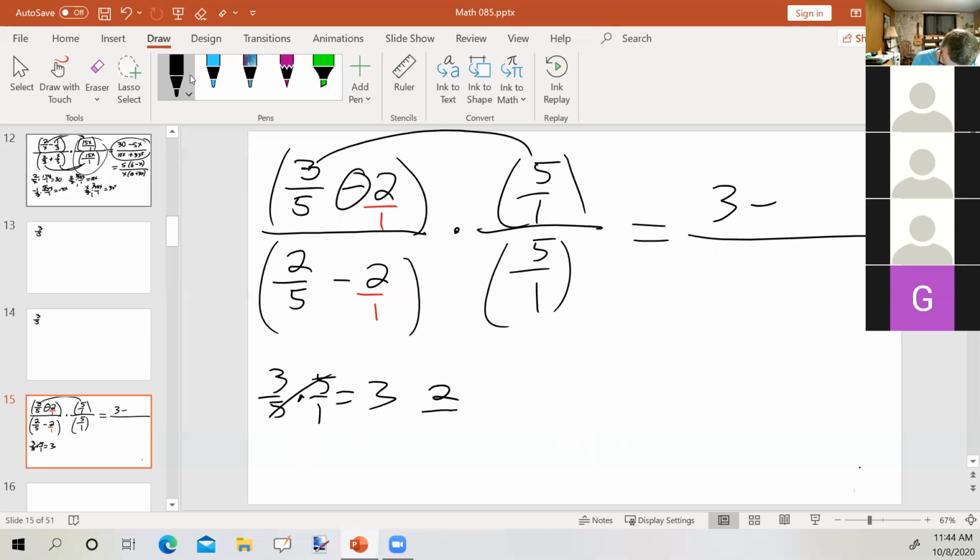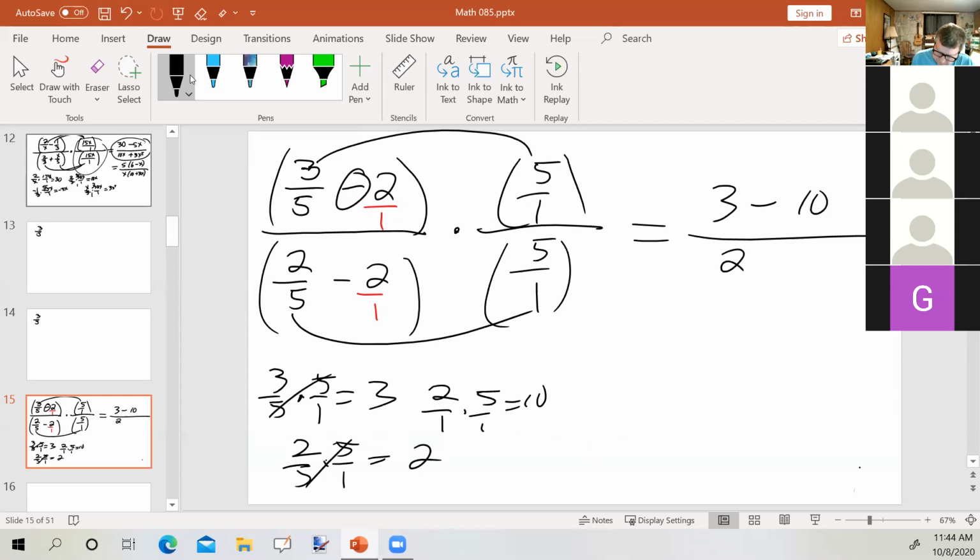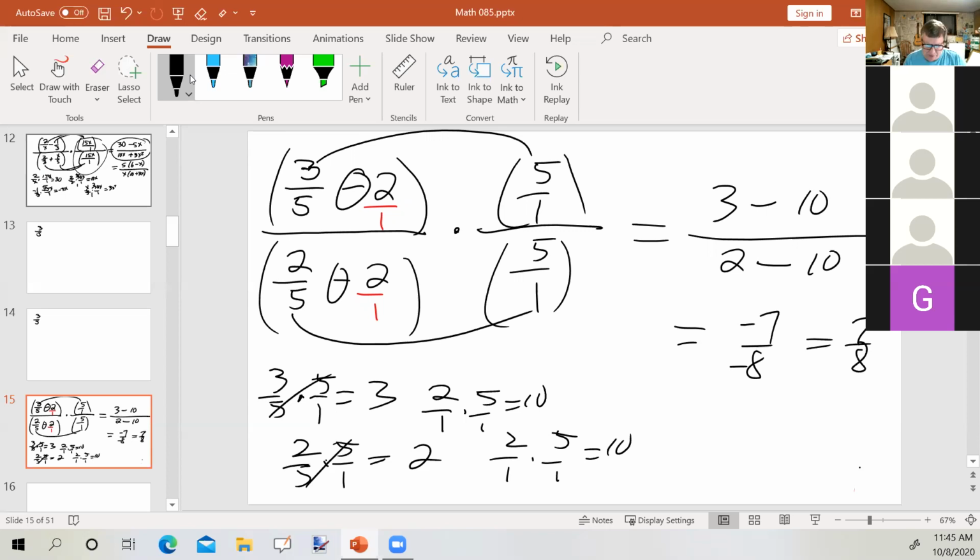Minus 2 times 5 is 10. Two fifths times 5 over 1 is 2, minus 2 times 5 is 10. So I've cleared all the little fractions. 3 minus 10 is negative 7. 2 minus 10 is negative 8. Negative divided by negative becomes positive 7/8. Okay with that? Yes. All righty.